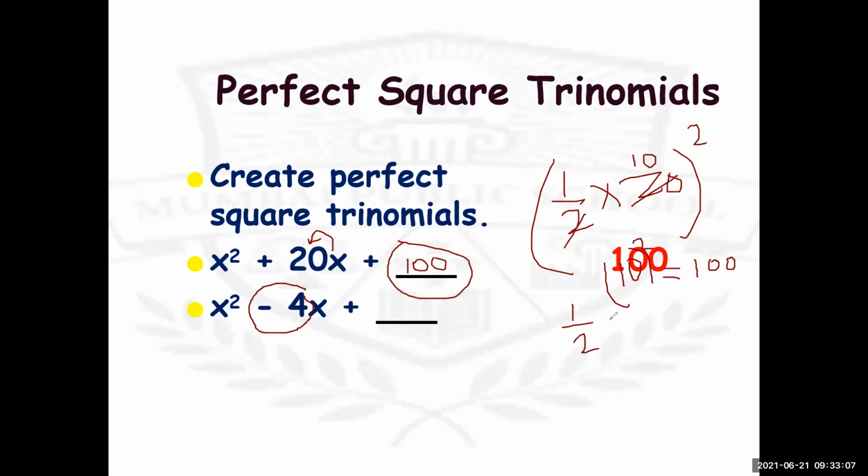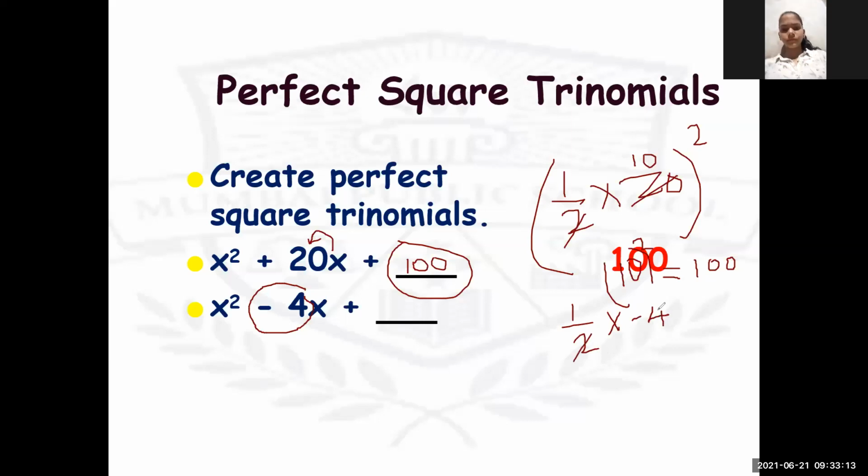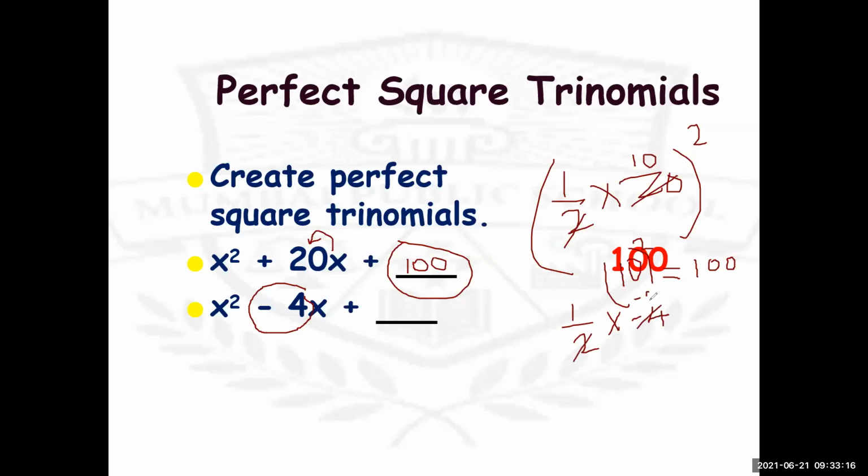So half into minus 4. 2 and minus 4 get cancelled, and you are left with minus 2. And you have to take the square of that. So minus 2 ka square. What is the square of minus 2? Yes, Sanu Mishra, what is the square of minus 2? It is 4. Yes, it's 4.